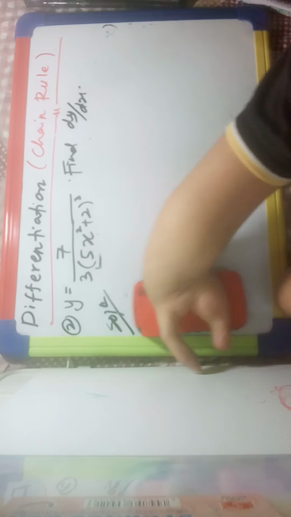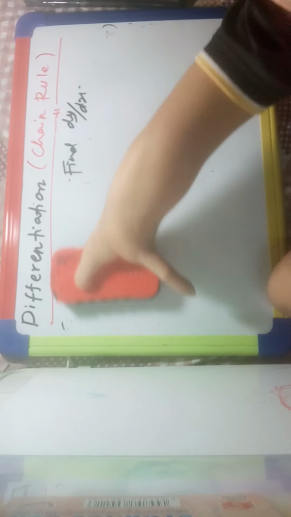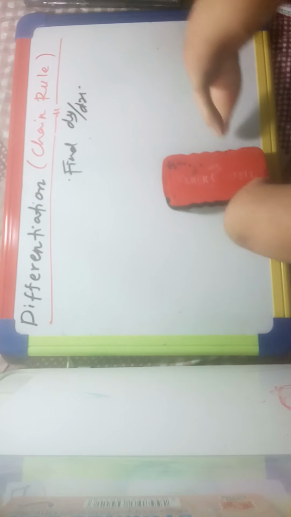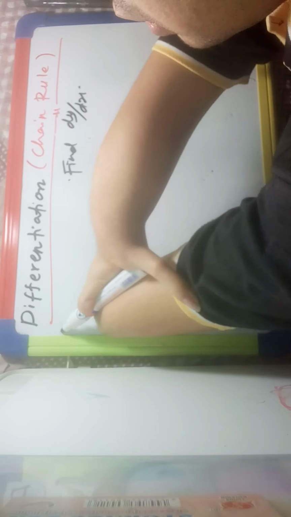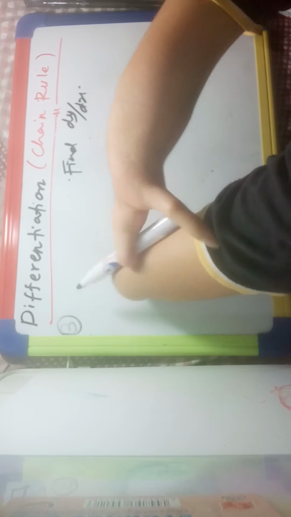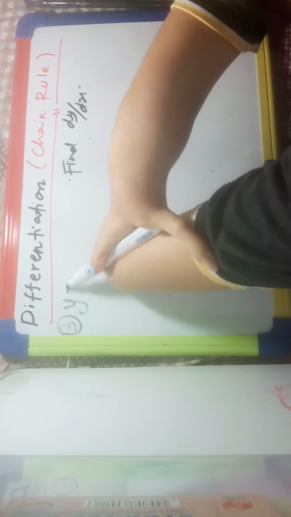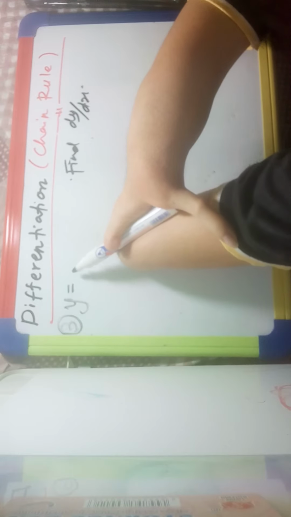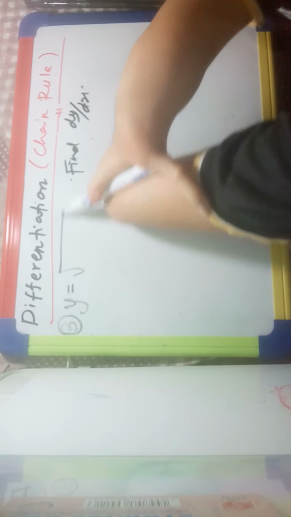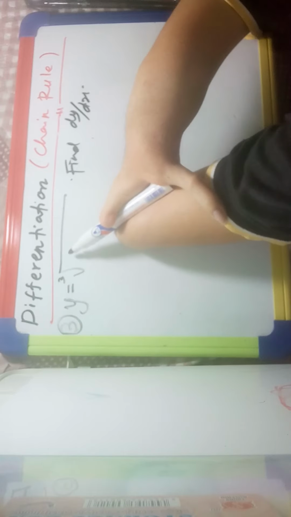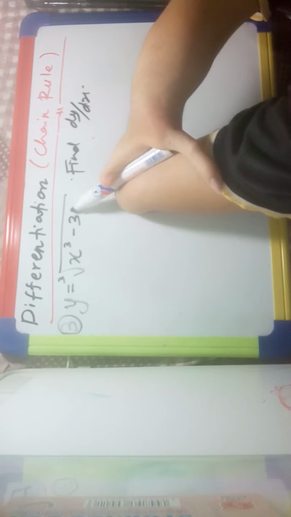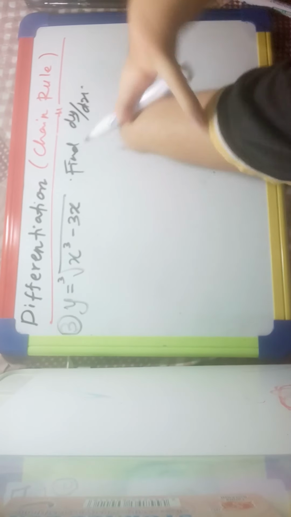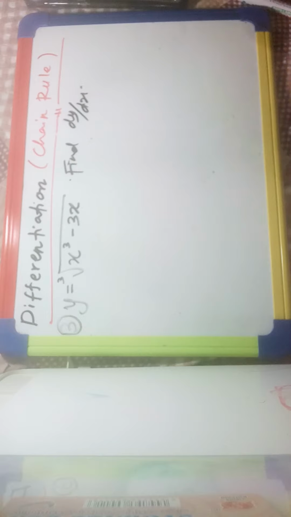What if similar like this? Okay, I also will ask you to find the dy over dx. Example number 3. But this time, if the question is asking, find the dy dx for y equal to the cube root of x cube minus 3x. Find dy over dx.